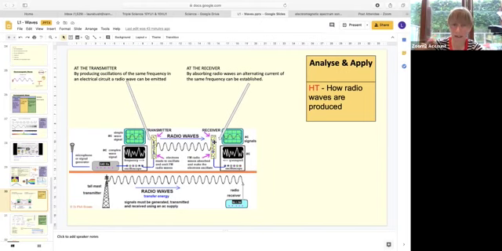can oscillate those electrons of the same frequency, and then you can pick up and sort of decode, if you like, whatever has been transmitted.